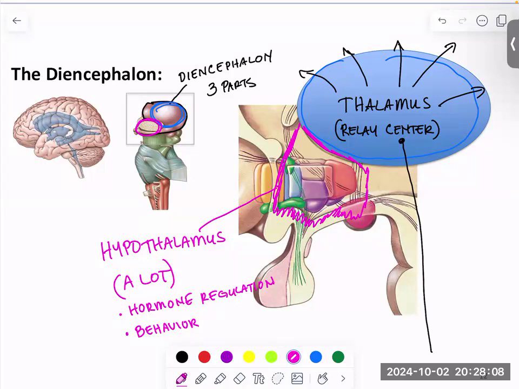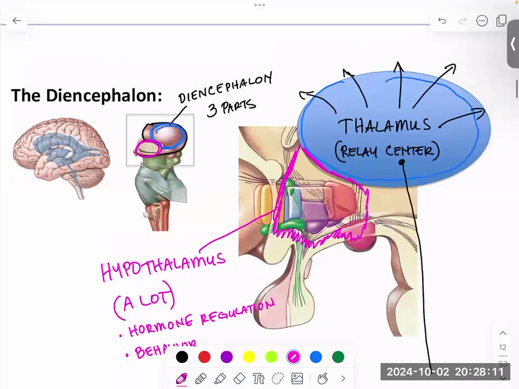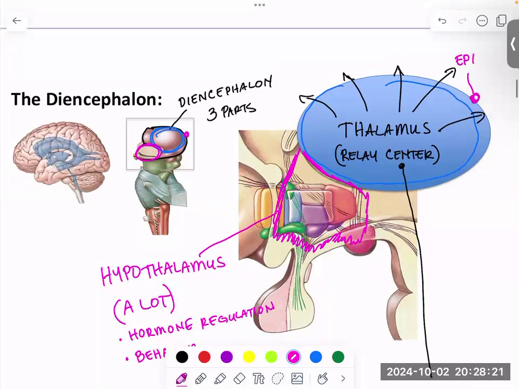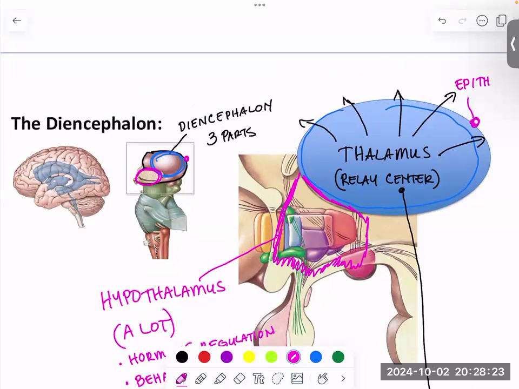Okay. The one that's not shown well, you have a little structure sitting in the back. This is Dr. C's favorite part of the brain. It is the epithalamus. The epithalamus right here. There's one major gland in there. It is the pineal gland. And the pineal gland is responsible for releasing one hormone. What hormone is it?